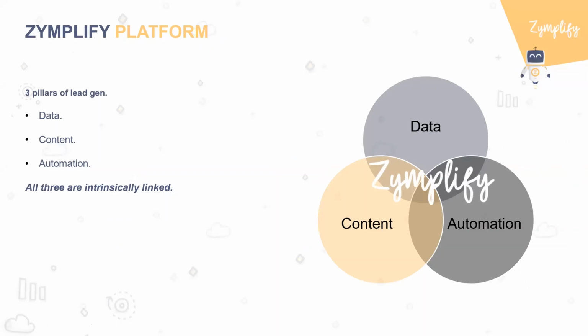So here at Zymplify, we believe the 3 pillars of lead generation are data, content, and automation. You can't use data if you don't have content to send on automated journeys. You can't send content if you don't have the data to send it to. And there's no point in automation if you don't have the content to send or the data to send it to. So by feeding our platform with buyer intent data, we know we're getting the right kind of leads, which we're nurturing through engaging content. And then we have the automation piece to bring this all together at scale.